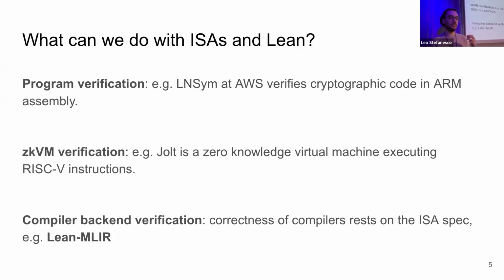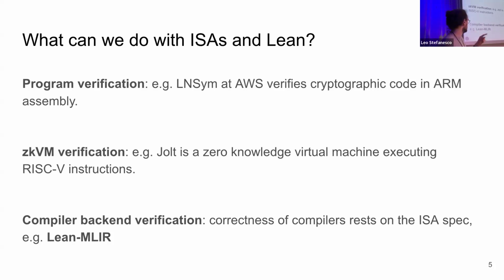The main reason for our group to look at this is for verification of compiler backends. Basically, the correctness of a compiler boils down to saying that the behavior of the source program matches the behavior of the output of the compiler. And for this, you need the semantics for the assembly, a trustworthy semantics for the assembly.